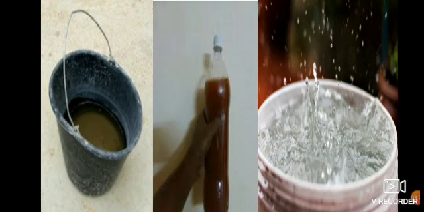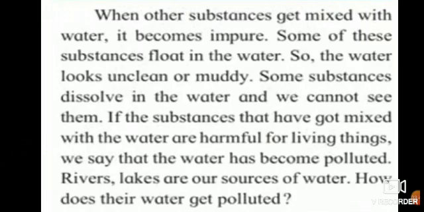If you see in this picture, there are three pictures, but the first two pictures are of the ground water, and the last picture is of the clean water. What difference can you see? What is the reason for that? When other substances get mixed with water, it becomes impure. Impure means it is unfresh. It is not clean, it is unclean.